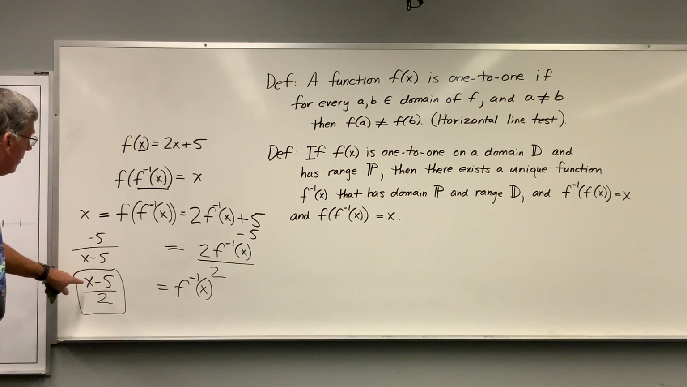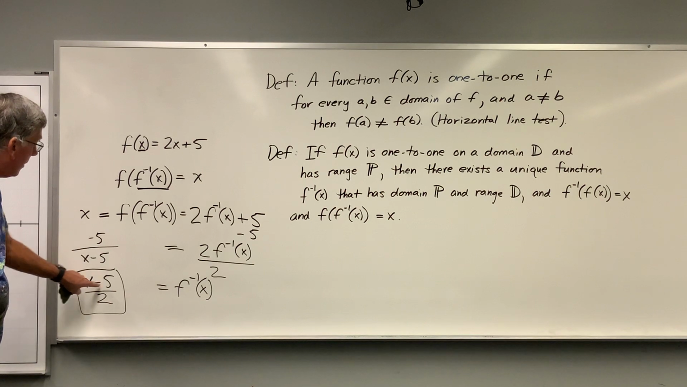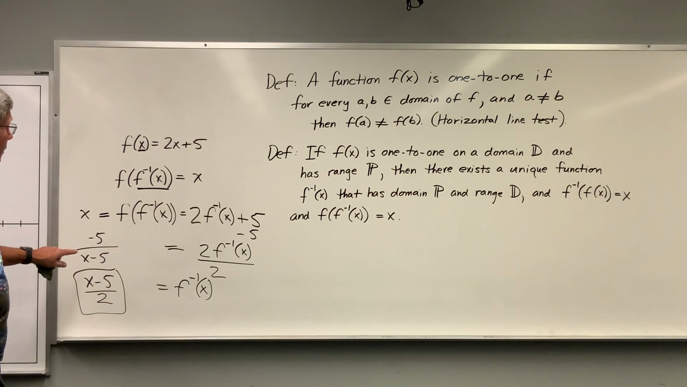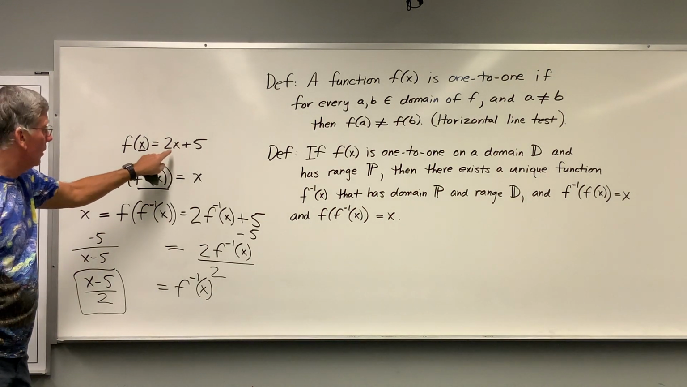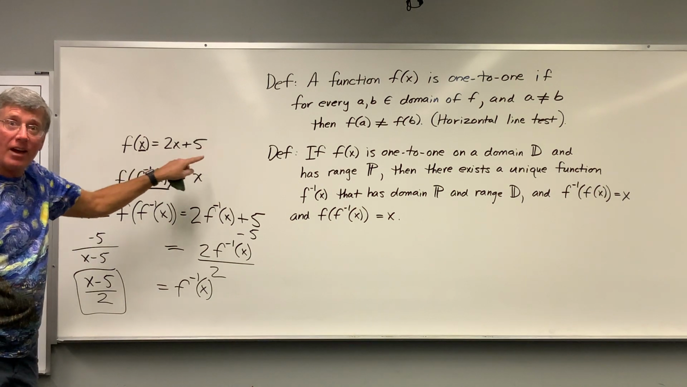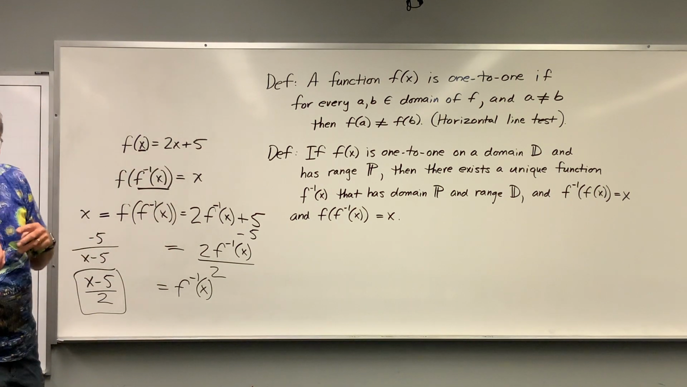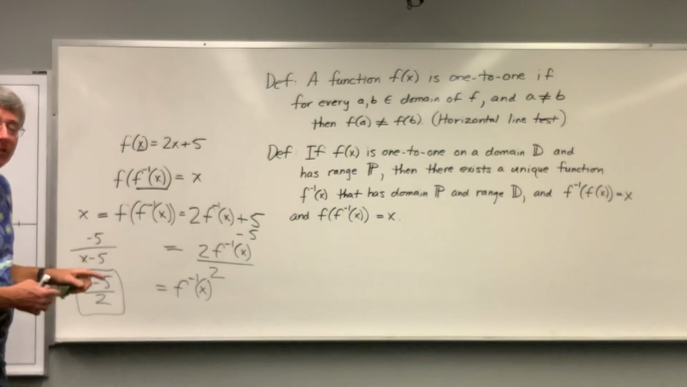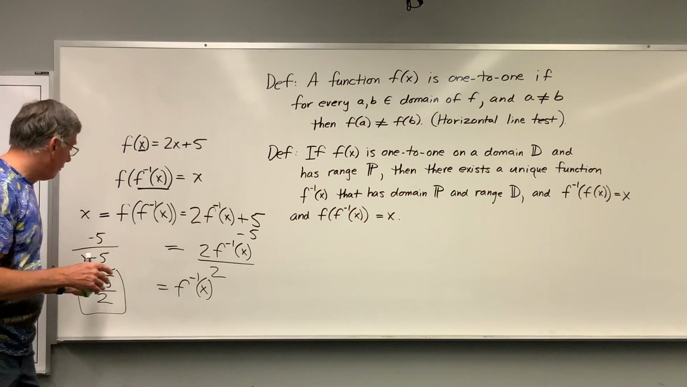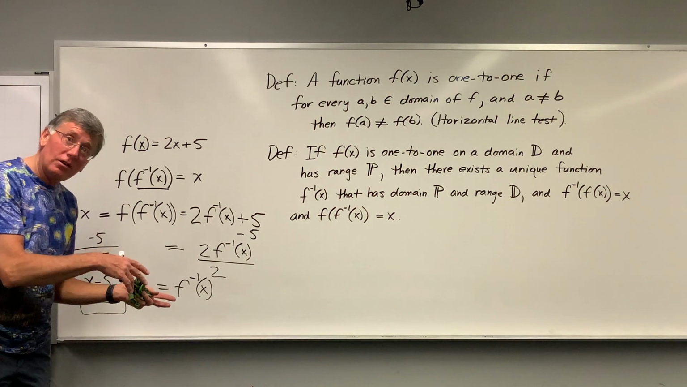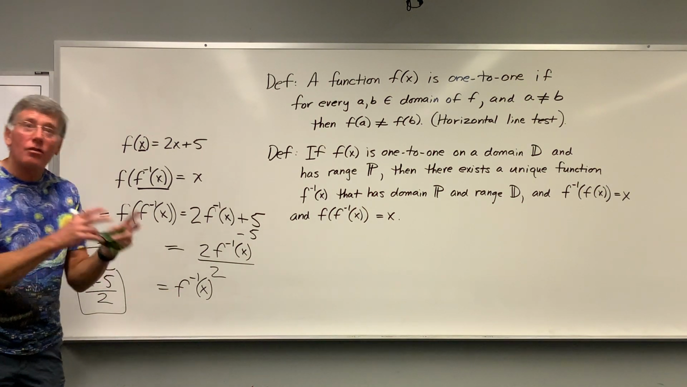If I take any x, let's say I take x equal to 7. And I put 7 in here. 7 minus 5 is 2. 2 divided by 2 is 1. If I take 1 and put it in here for x, 2 times 1 is 2, plus 5 is 7. I get back to my original x value. That's how inverses work. You start from one side, you get a certain value. The inverse throws it back.